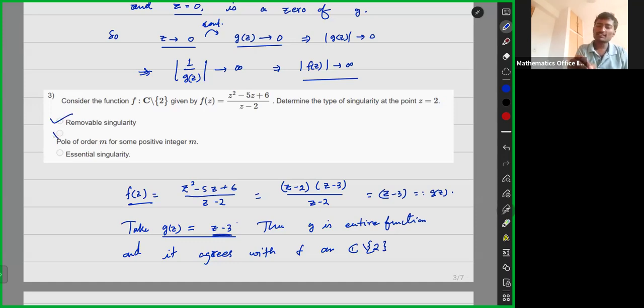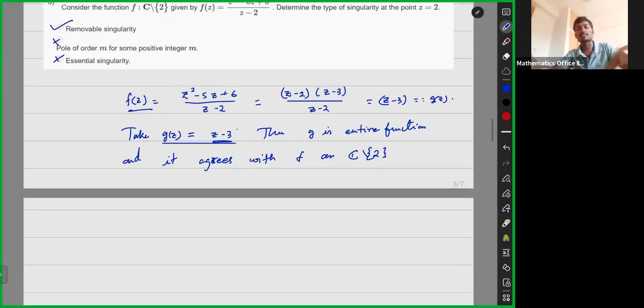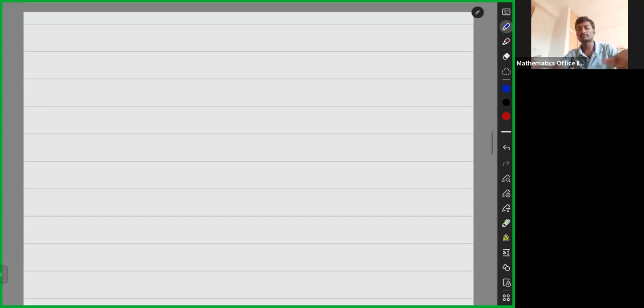So we directly checked that it can be extended to the whole complex plane. That is why it is a removable singularity. Extended means the extension remains holomorphic when we define it at z equals 2.